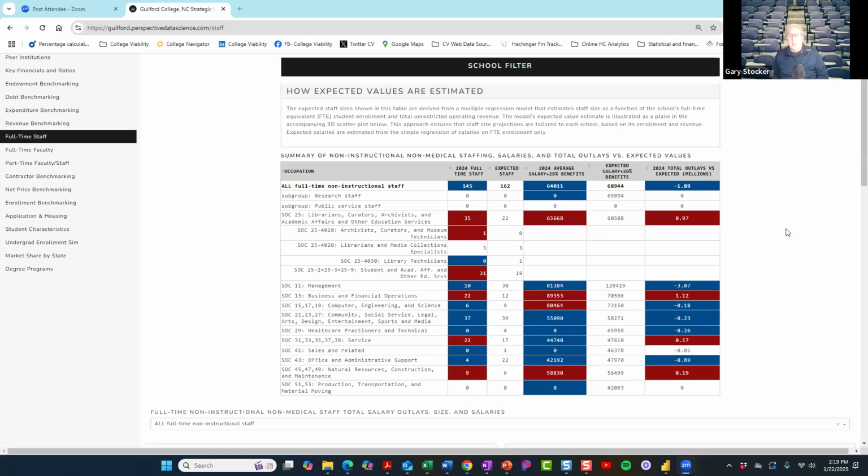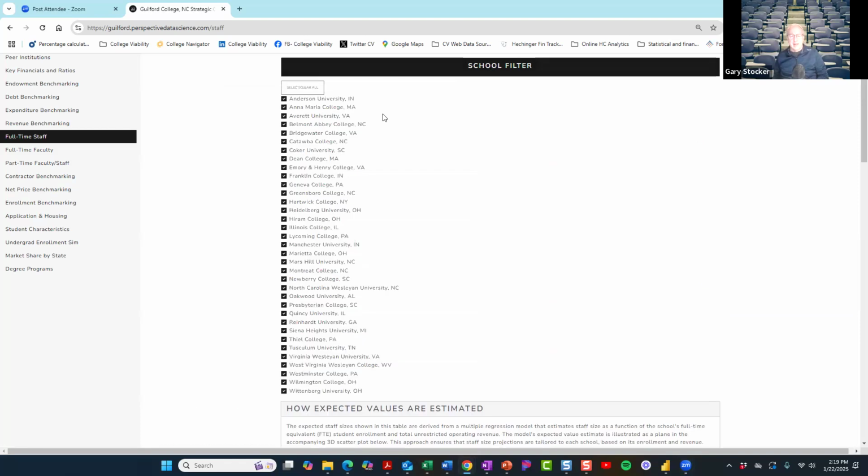Let's take a look at full-time staff, full-time faculty, and part-time faculty and staff. In general, when you see a blue color on the Strategic Compass, it means the value is lower than the peer group or than the other group. And when you see a red indicator, it is higher than its comparison group. We can take a quick look at our demo college here. Again, the school filters included a statistically determined set of peer colleges.